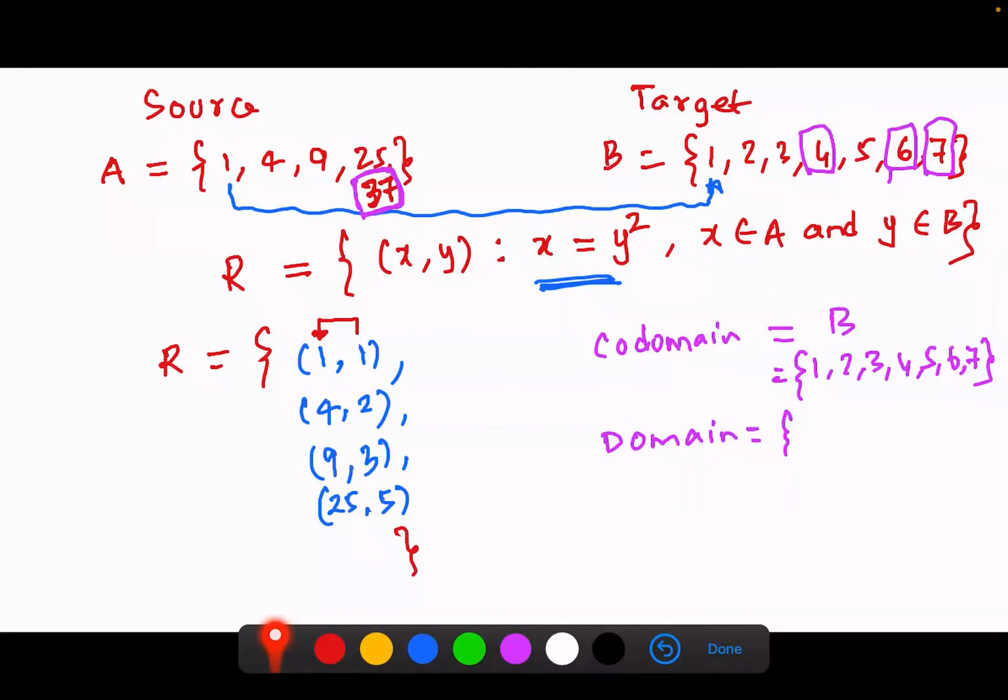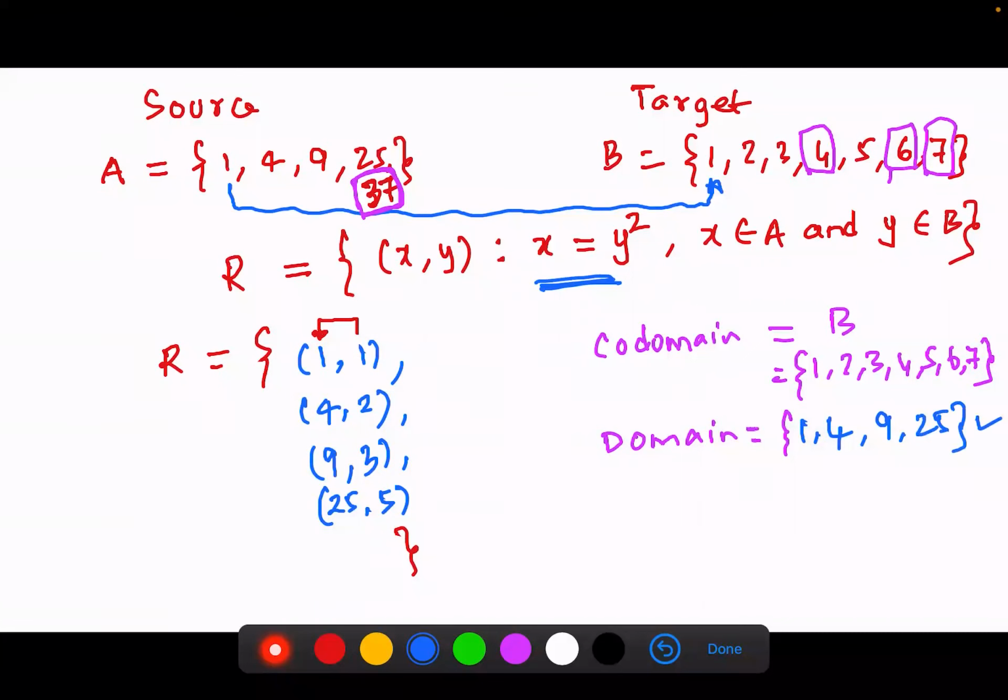Harsha, do you want to list the elements in the domain? I think he has poor connection again. Om, you want to list the elements in domain? Yes, sir. 1, 4, 9, 25. Very good.